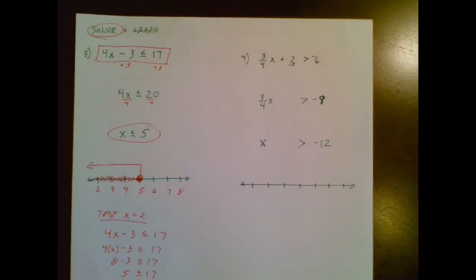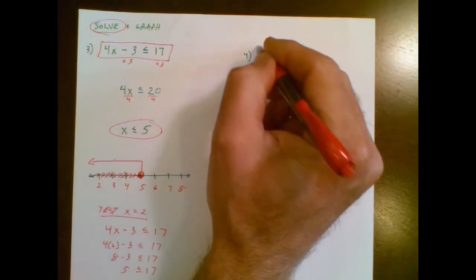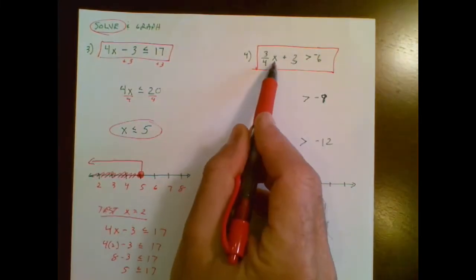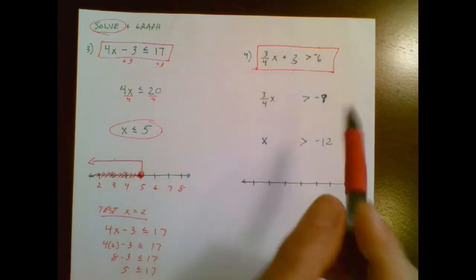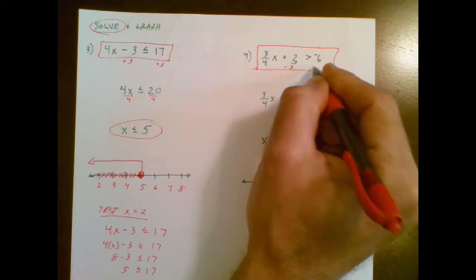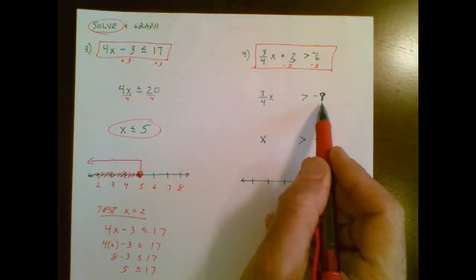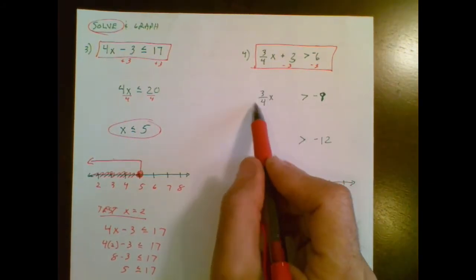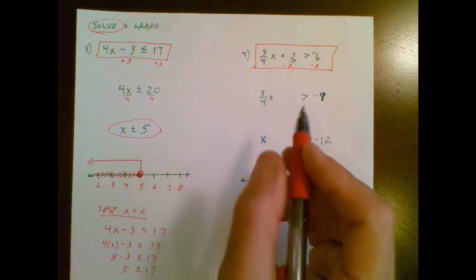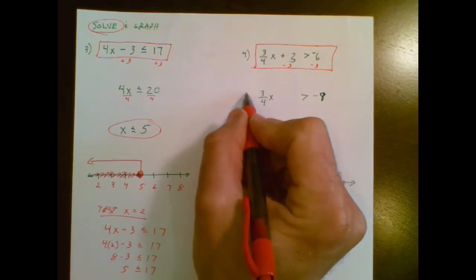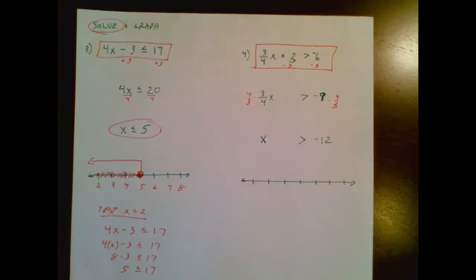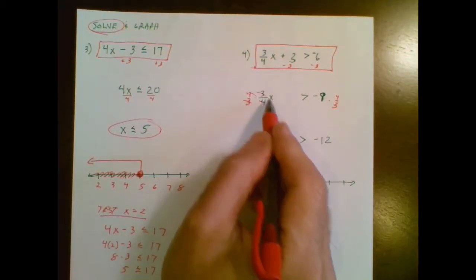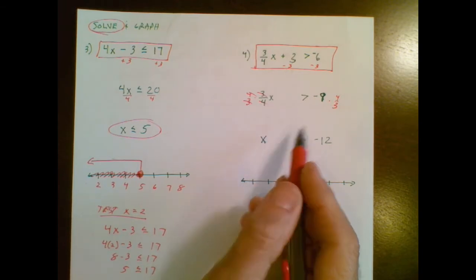All right, let's do another one here. My goal is to solve for x in this inequality. I move the 3 to the other side by doing subtract 3, subtract 3. Now I just have a 3/4 x on this side. How do you get rid of a fraction? You multiply by the reciprocal. And when I do that, cancel, cancel, cancel, cancel, I get x by itself.